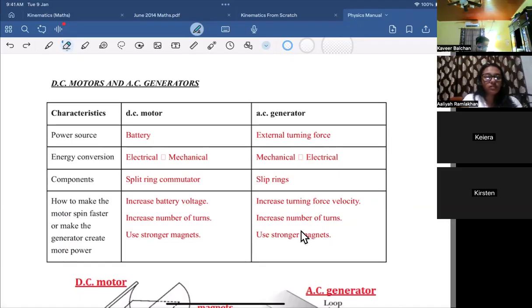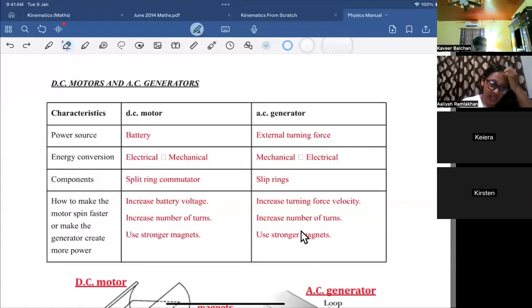You want me to read it? Yeah, I want you to read it. DC motors and AC generators. Characteristic: power source. DC motor, battery. AC generator, external turning force.